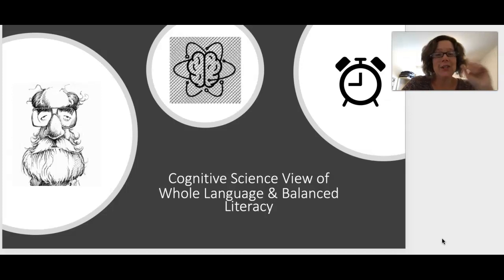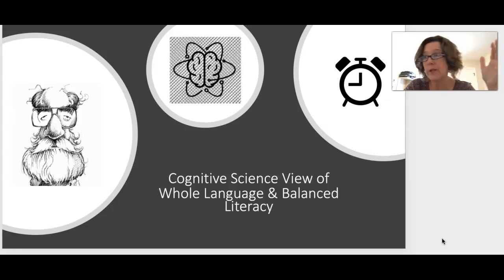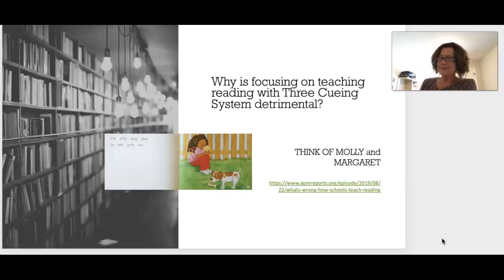So now let's look at the main battle arguments that cognitive scientists have been putting forth for decades. It's been decades of them putting forth ideas that how we're actually teaching kids in whole language or balanced literacy is actually not the way that we should be doing this. And it's actually detrimental to them learning how to read. Okay, so let's have a look.